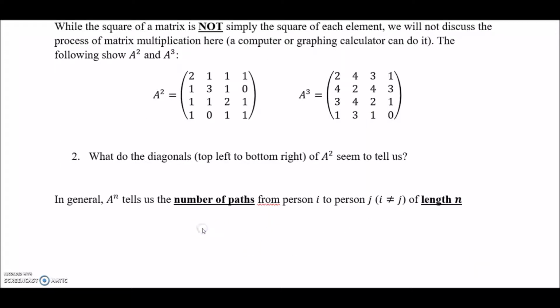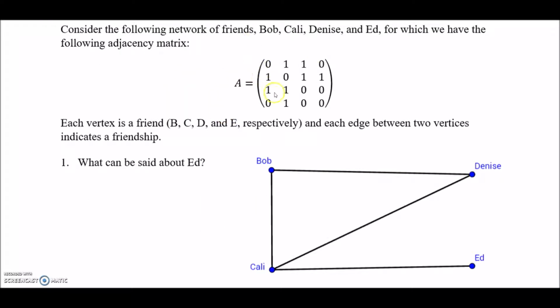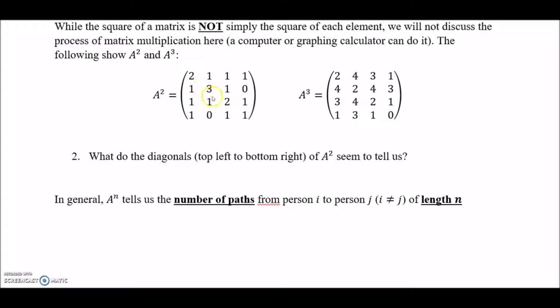All right, so then let's think about what happens whenever we square or cube this matrix. Now, we should point out that the square of a matrix is not simply the square of each element. We're not going to discuss the process of matrix multiplication here because you can take a matrix A and square it or cube it in any graphing calculator or computer system, and it will do its due diligence. So we can see that A squared is not simply the square of the elements because we just end up with a bunch of zeros and ones.